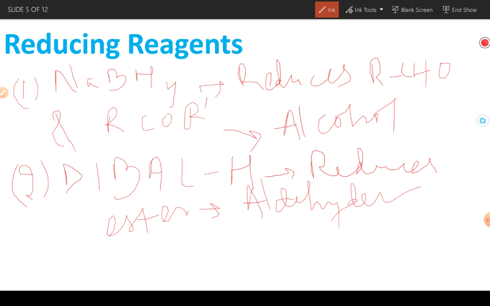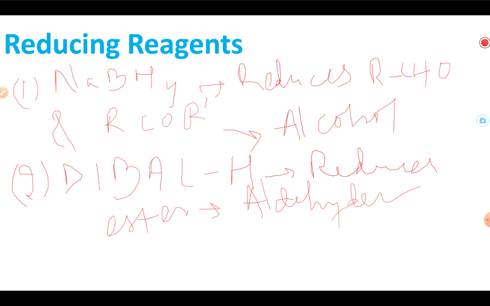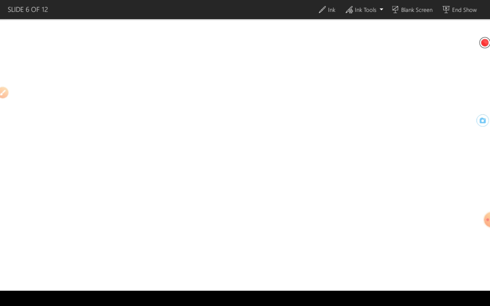Next, we are going to see one of the very strong reducing agents, that is LiAlH4, lithium aluminum hydride. This is a very important reaction. We need to read it. This converts especially carboxylic acids, esters, ketones, and aldehydes into alcohol. This is very important.